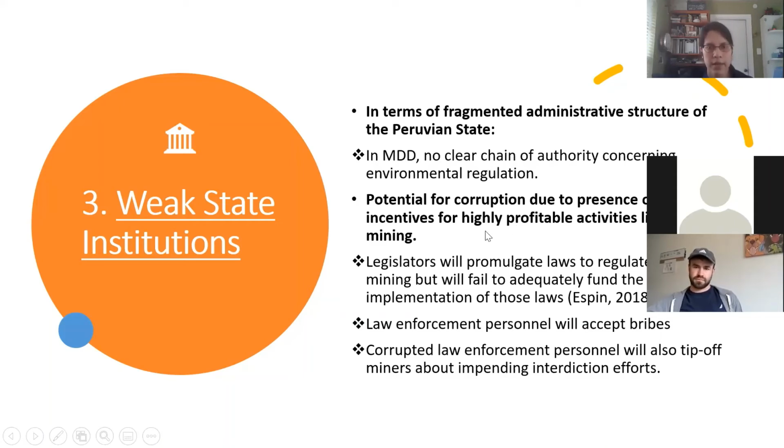Corruption happens because legislators, for example, will promulgate laws to regulate gold mining and will fail to adequately fund the implementation of these laws. This was a study by ex-TCD alumni too, Joanna Spin, in 2018. And then the law enforcement personnel will accept bribes. So there will be corrupted law enforcement personnel, who will also tip off miners about impending interdiction efforts.